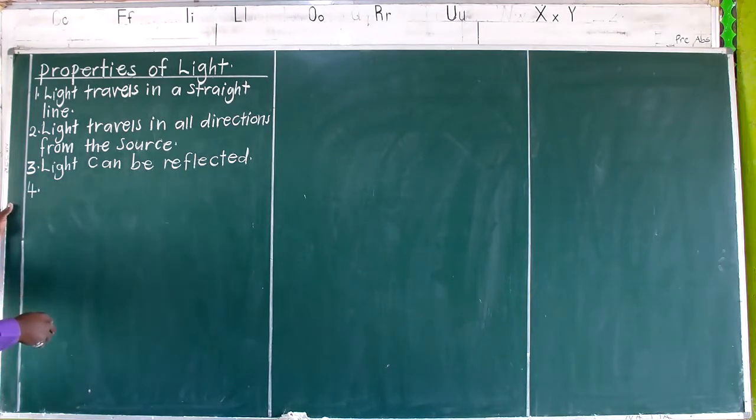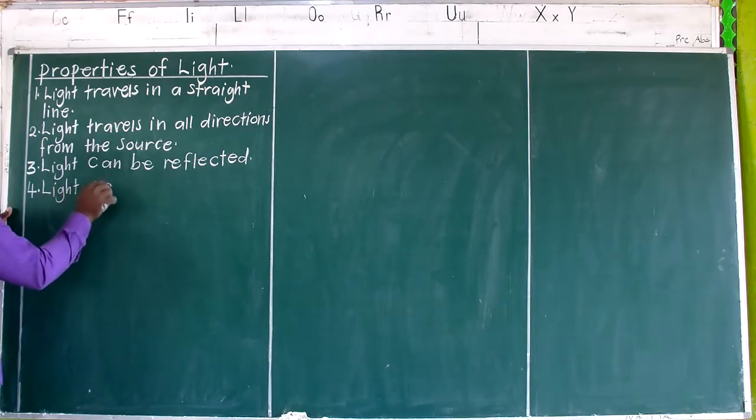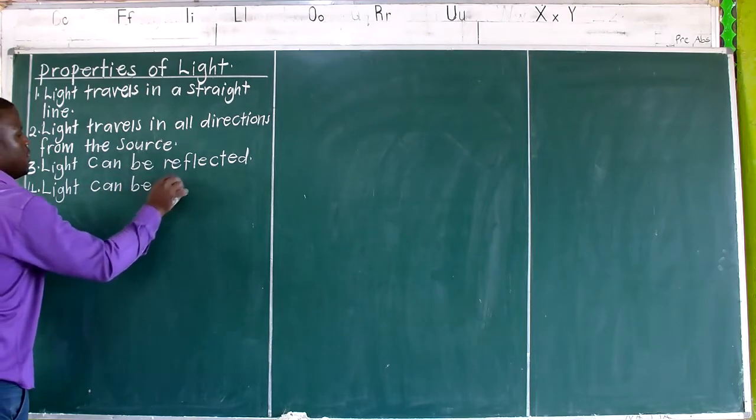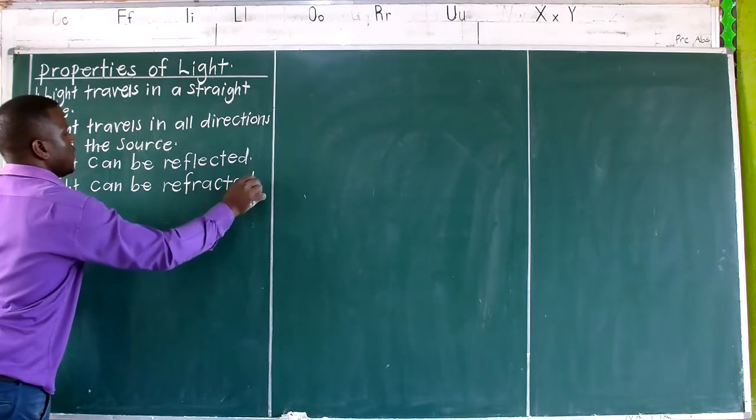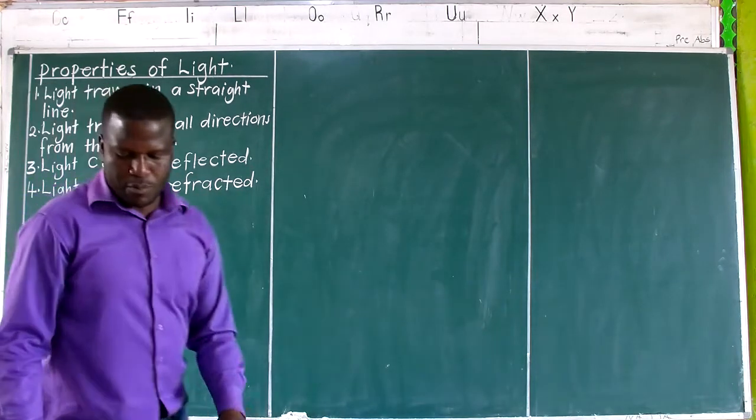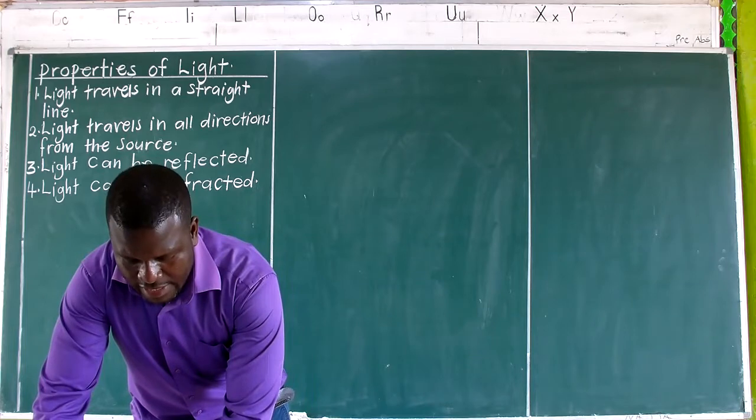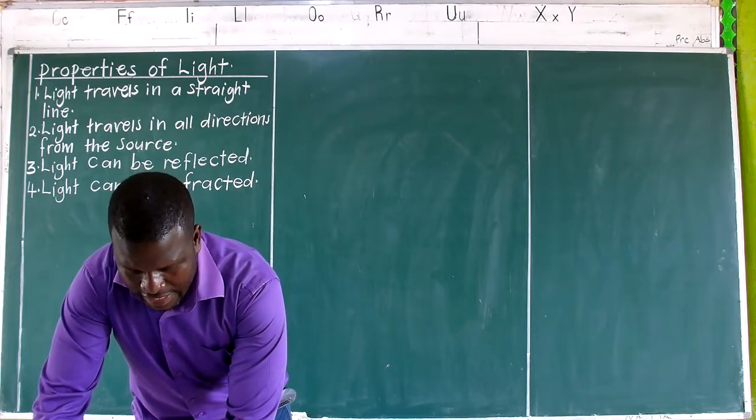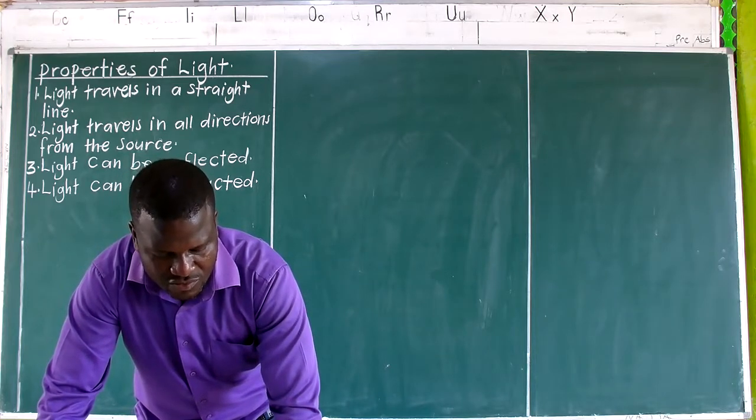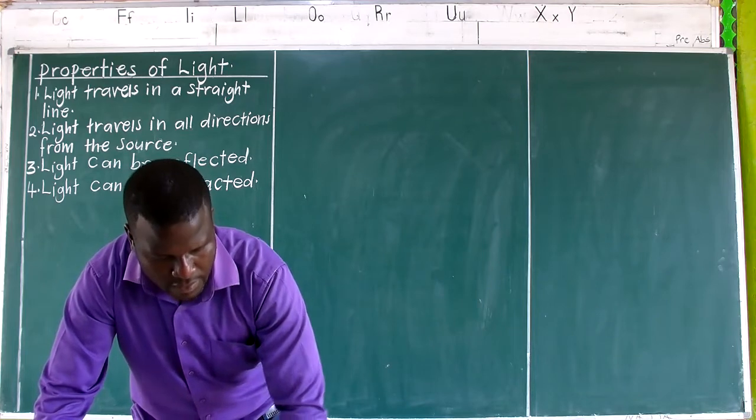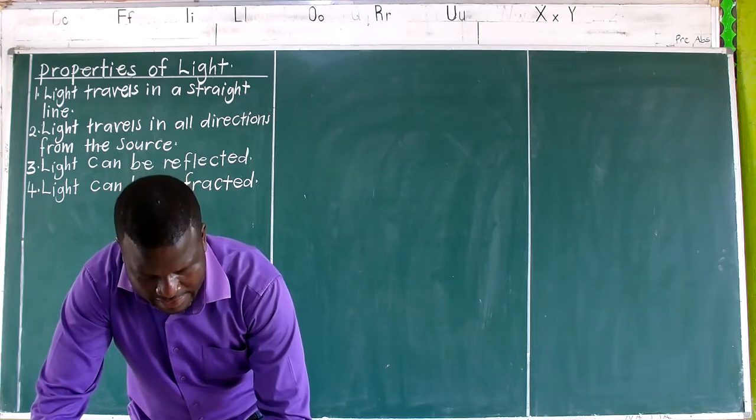Number 4, light can be refracted. So these are the 4 properties of light. Light can be reflected, light can be refracted, light travels in all directions from the source, and light travels in a straight line. Those are the 4 properties of light.